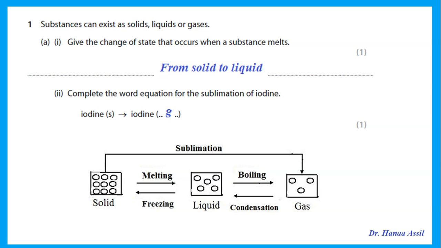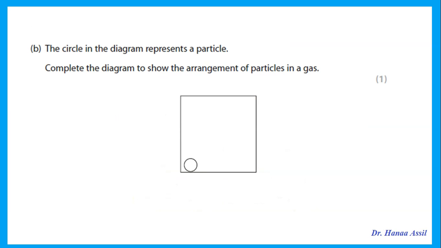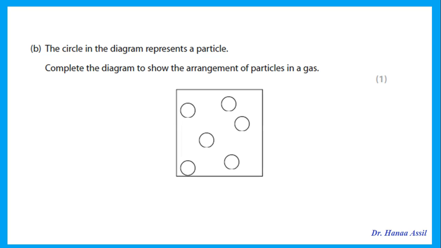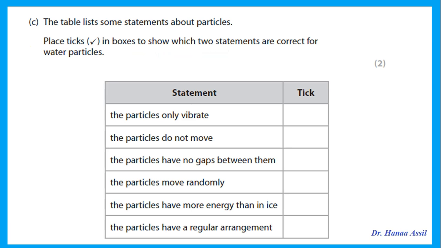So you need only the state symbols here. The circle on the diagram represents a particle. Complete the diagram to show the arrangement of particles in a gas. How are particles arranged in a gas? Remember, they are very far apart and in a random arrangement, so you can draw particles that are not in any regular rows and are far apart. None of them are touching.